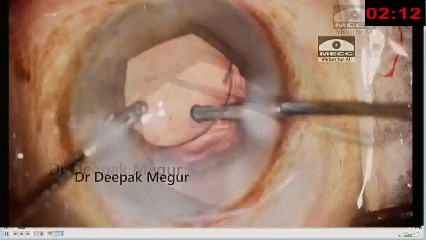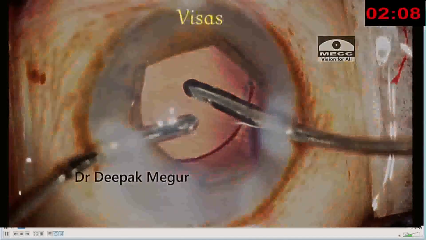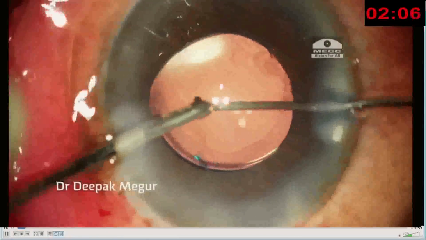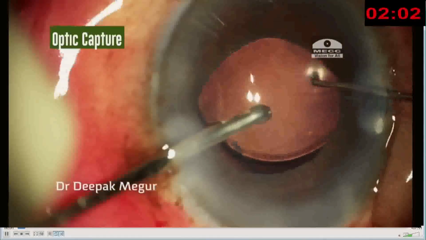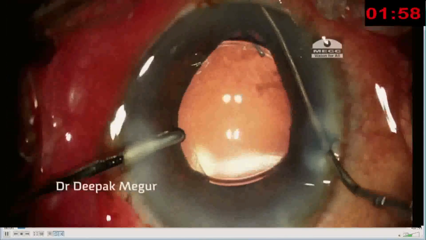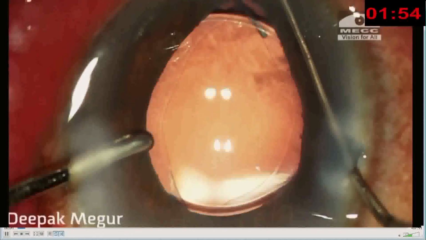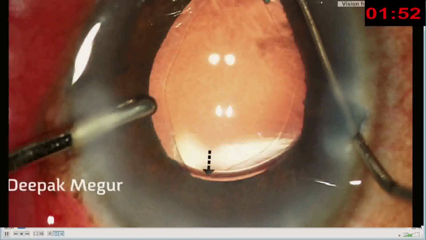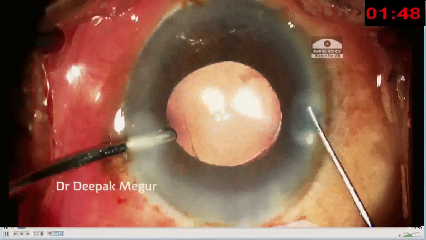We go behind the lens and remove all the OVD which is there. Then with the irrigation handpiece in my left hand, the optic of the lens is gently tapped down so that it goes behind the rhexis. The successful optic capture is indicated by ovalization of the rhexis. So it can be confirmed later on by using the Sinskey hook to just lift up the anterior capsule. That's it, this is how it is done.